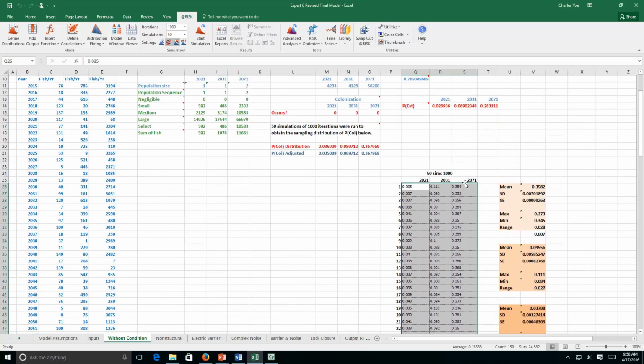So here's what this means. In the first simulation, we had 354 instances of colonization out of 1,000. That gives us a 0.354 probability of colonization. In the second simulation, we got a different answer, 352. And then in the third, a different answer again, and in the fourth, and in the fifth, and so on. We have 50 different point estimates of the probability of colonization. If we take the grand sum, it equals this number, 0.3582, with this standard deviation.